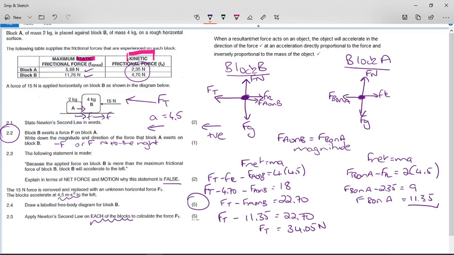So the whole trick here is to remember that these two are a force pair and they're acting on both the blocks, so that might be a force that you didn't think about at the time.